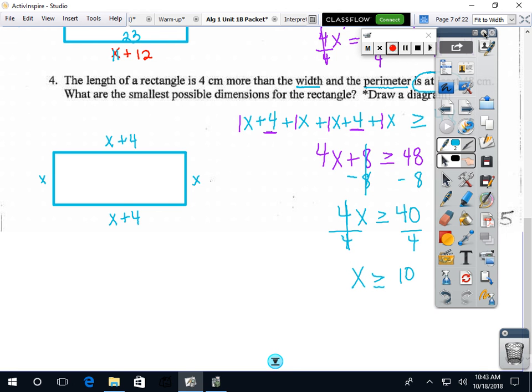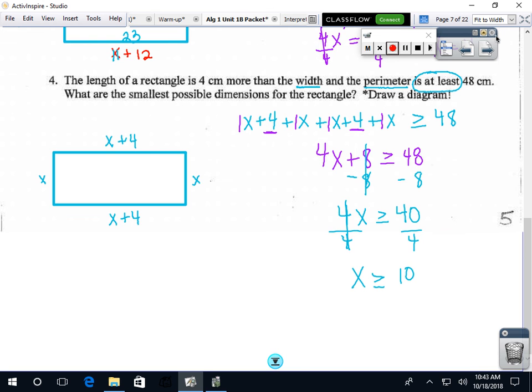Okay, if I tell you x is greater than or equal to 10, what's the very first number we could use for x? No. x is greater than or equal to 10. 10. Think about it. The very first number we could use for x is 10 because greater than or equal to 10 means 10 and up. So we could call the x's 10, and then we could call the length 10 plus 4, which is 14.